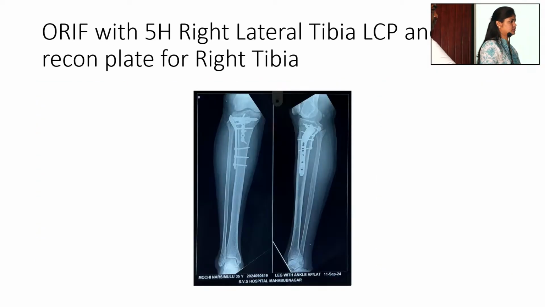For the benefit of the juniors, how many columns are there in the tibia? Three columns. What are they? Medial, lateral and posterior column. The posterior is again divided into posterolateral and posteromedial columns. Right.